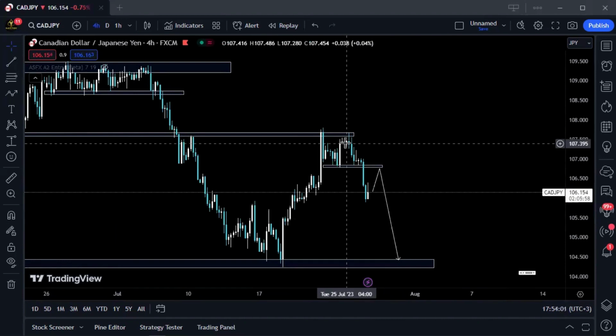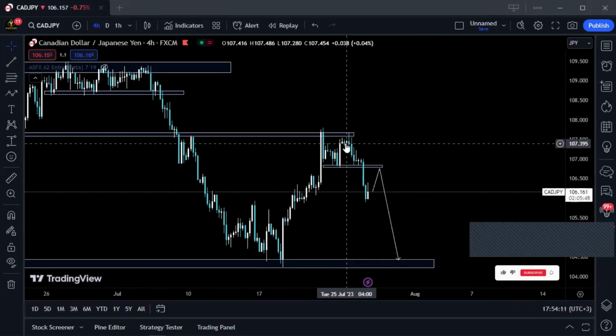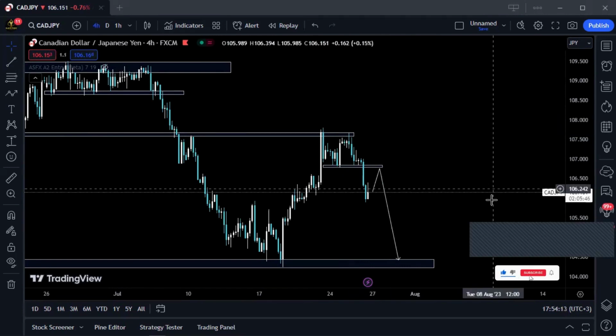Mostly I'll be focusing on the US dollar currency pairs because their setups have aligned better with the markets rather than the JPY pairs. So I'll be focusing more on the US dollar currency pairs.